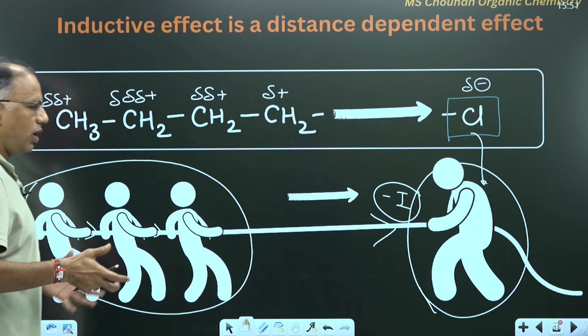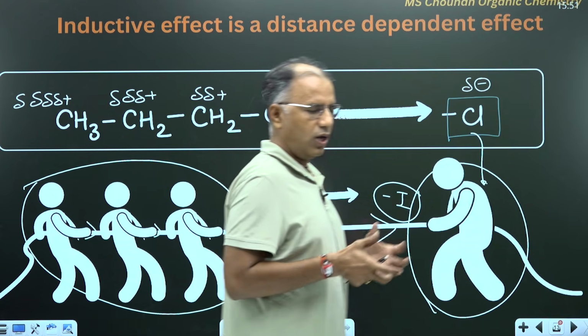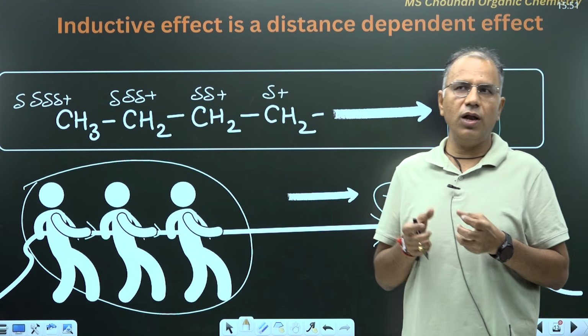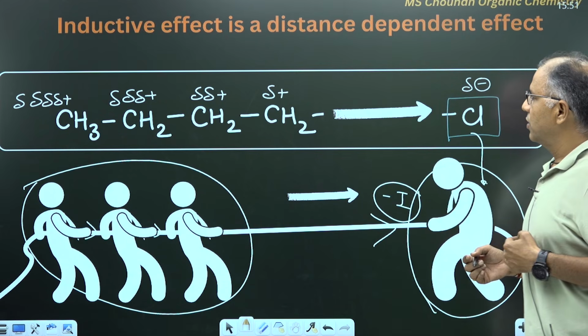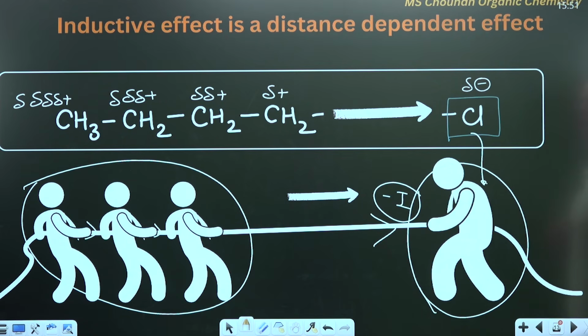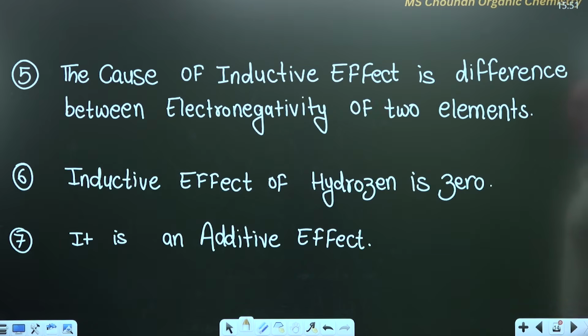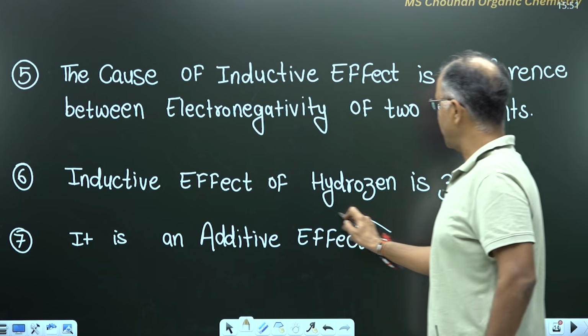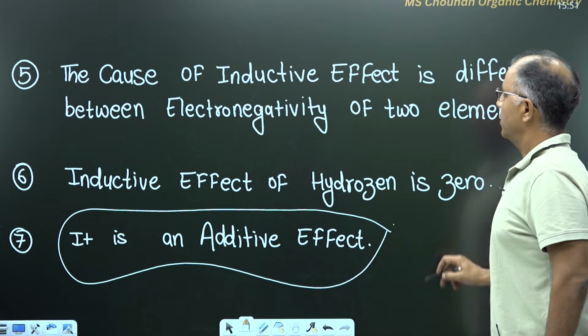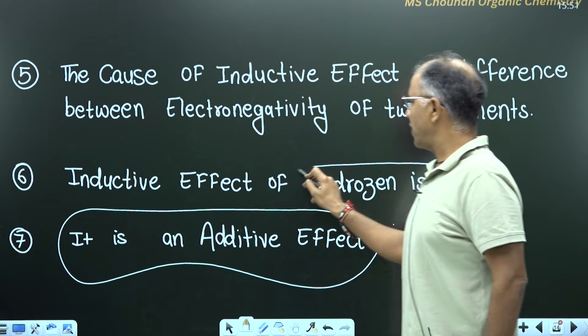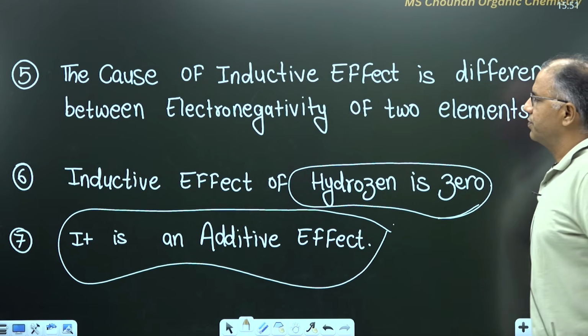Additive effect means all are combining together, all are donating together, all are withdrawing together, then they are known as an additive effect. So just write, it is distance dependent and it is an additive effect. You have to write this point. It is an additive effect, and inductive effect of hydrogen is considered to be 0.